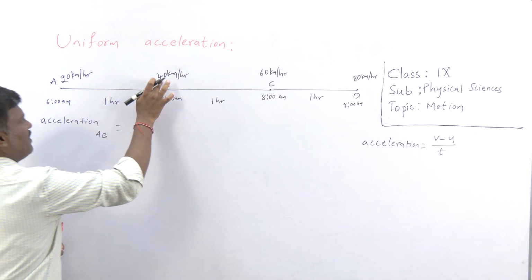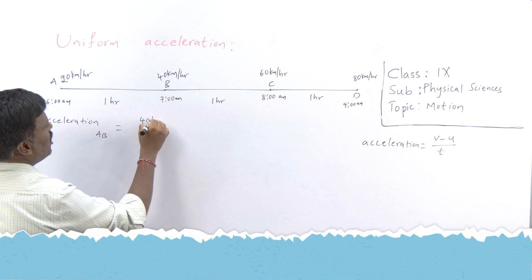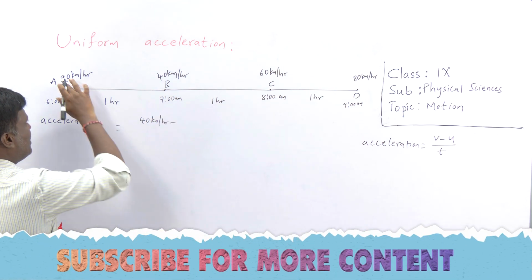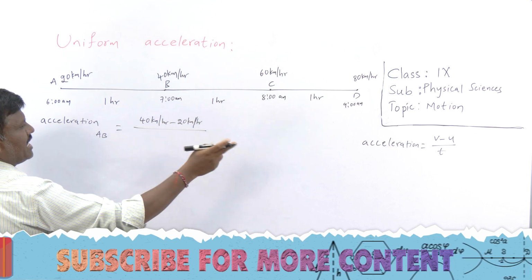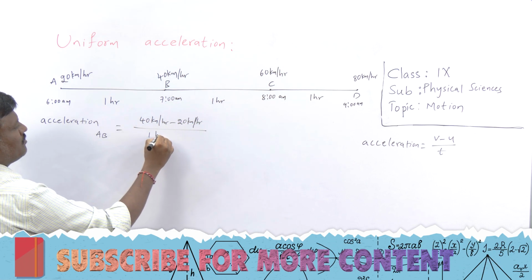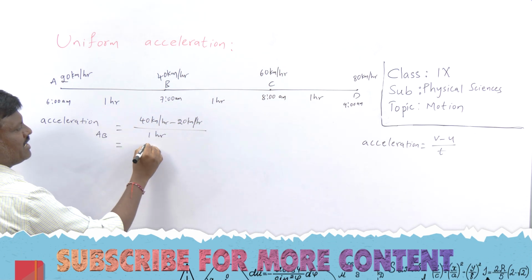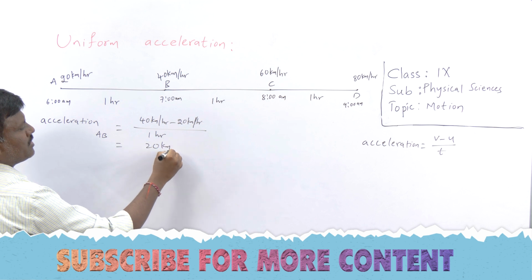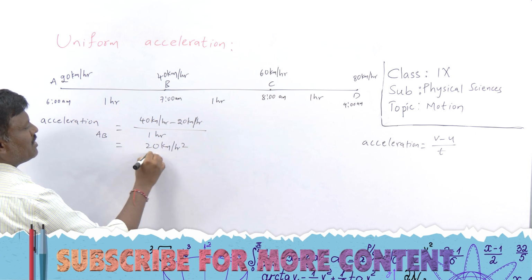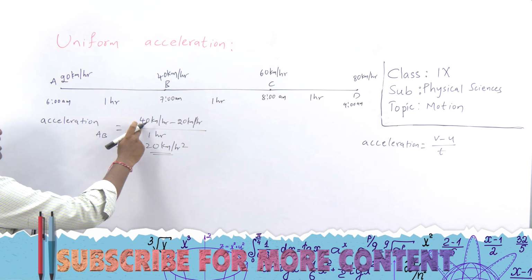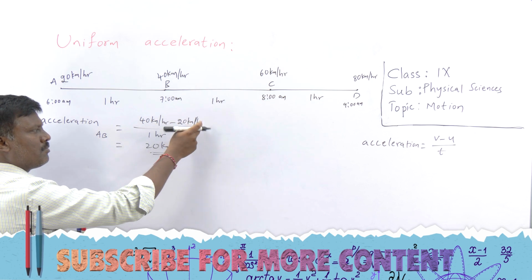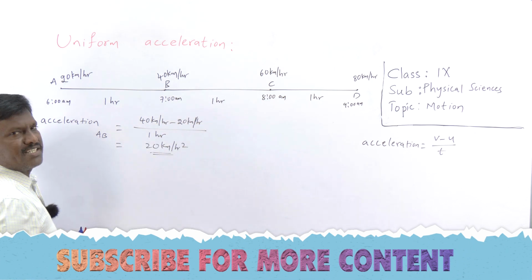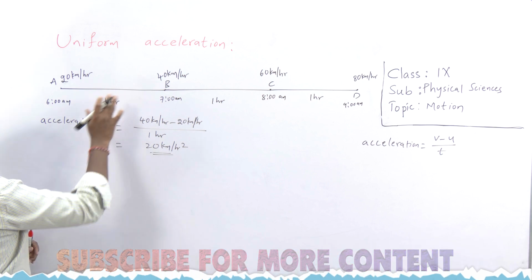Here, the final velocity is 40 kilometer per hour, minus the initial velocity 20 kilometer per hour, by time. The time is equal to 1 hour. Then 40 minus 20 is 20, and 20 by 1 is 20 kilometer per hour by hour, which is kilometer per hour square. This is the acceleration of your car between AB.